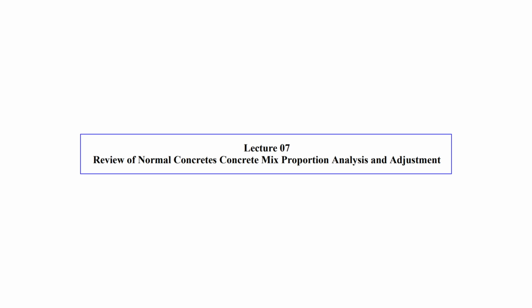Basically we need the slump, water cement ratio, and the target strength. Based on that we can find out almost everything, and based on the S by A value we can find out the volume. Now in the next lecture, let us find out what happens if some minor adjustments are required.